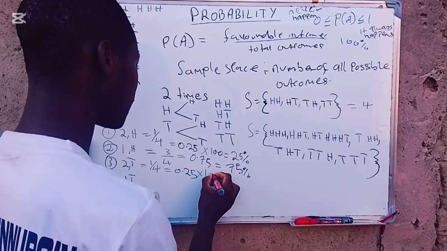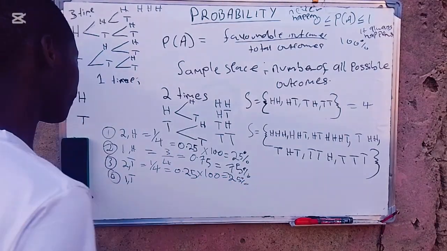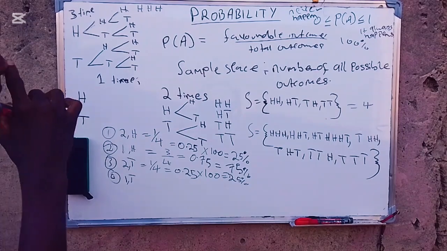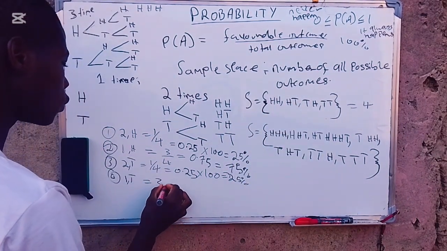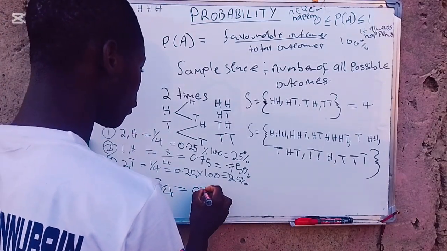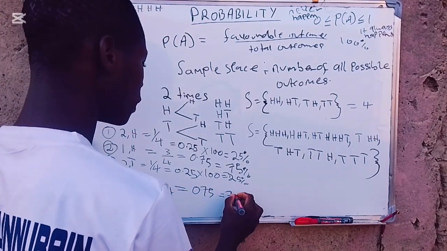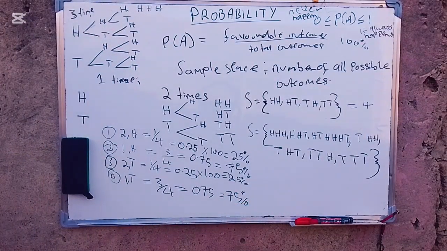0.25 multiplied by 100, the chances, which is 25%. At least getting 1 tail. 1 tail, 1 tail, 1 tail. So therefore also it is 3 over 4, which should now be 0.75, which is 75% chances.